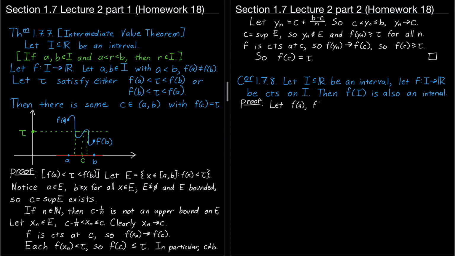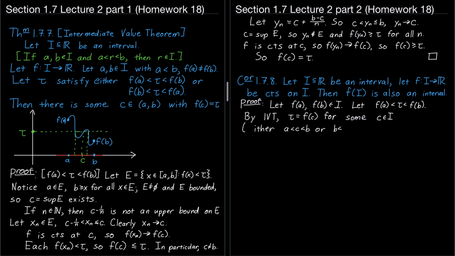Let f of a, f of b be in f of I, and let's let tau be any number between them, and then by the intermediate value theorem, tau is f of c for some c in I. You've got c between a and b, and we decided f of a was the one smaller than f of b, so you've got to consider two cases. And then tau is also in f of I.